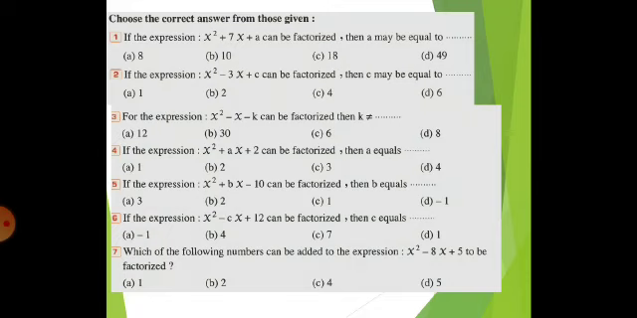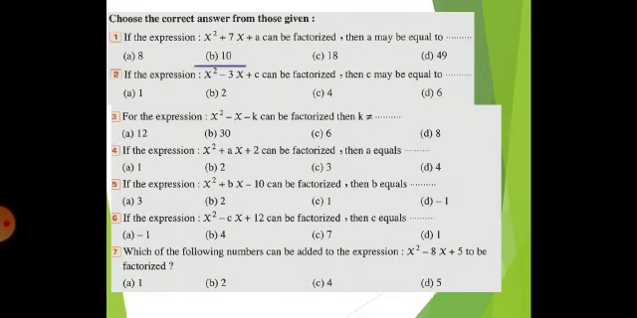What about 18? 1 times 18, their sum equals 19. 3 times 6, their sum equals 9. 2 times 9, their sum equals 11. So to factorize x power 2 plus 7x plus a, a equals 10.